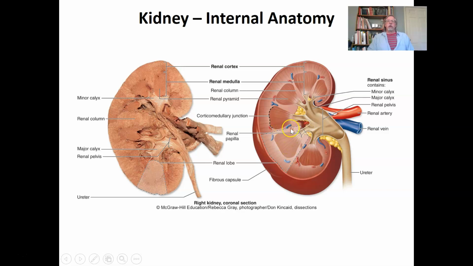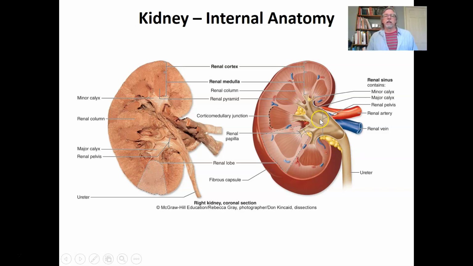Between the pyramids are called the renal columns. Those are extensions of the cortex, similar to the cortex, lighter in color. The renal pyramids come to a point. They're wide at the cortex side, but they're pointed where they come close in contact to the sinus. And those are called the renal papilla. Okay, so the pyramids come to a point. That's the renal papilla.